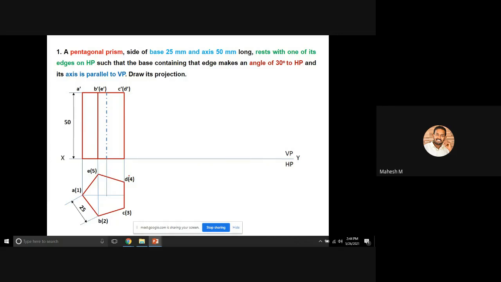So you can mark the rest of the points, the bottom points. The bottom point is 1 dash, the next point is 2 dash of 5 dash, and the next is 3 dash of 4 dash. So this is the normal front view and top view for this particular problem.